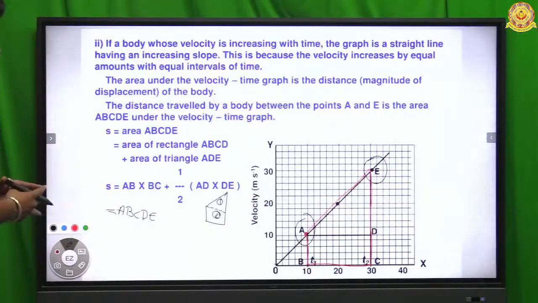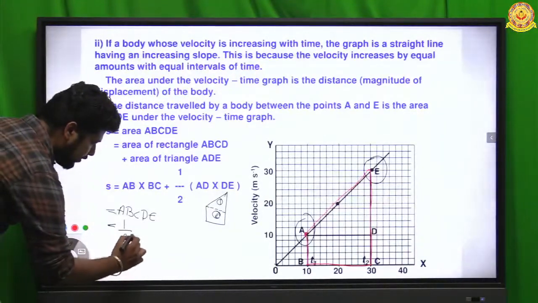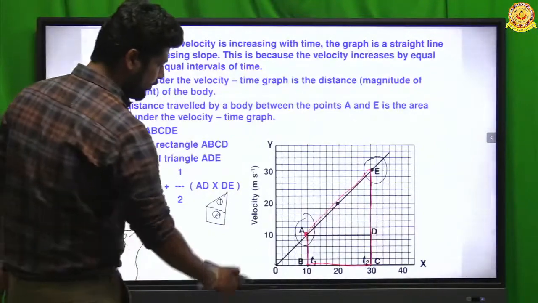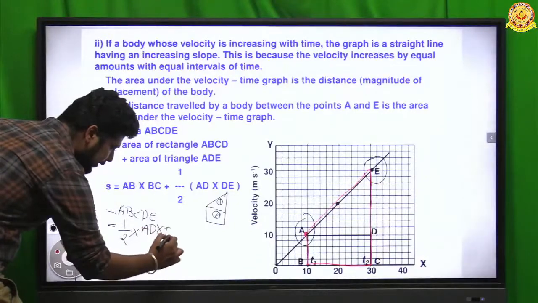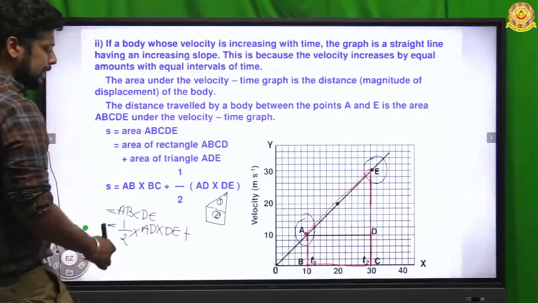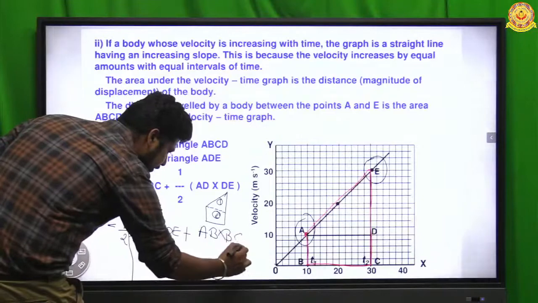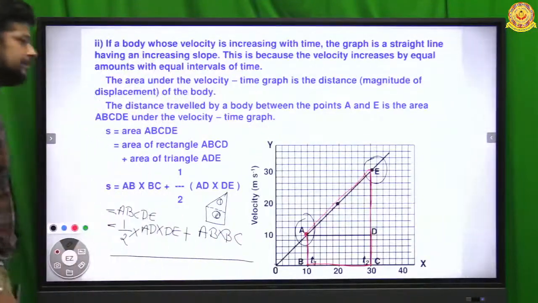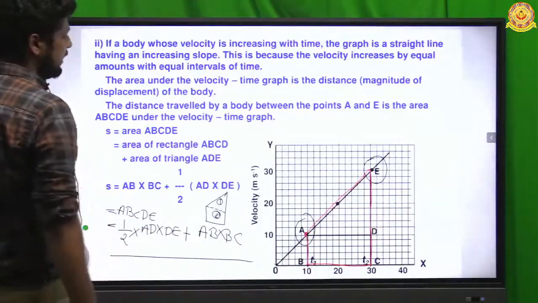So the area of the triangle is half into base into height, that is half multiply base AD into DE, plus the area of the rectangle, length multiply breadth, that is AB multiply BC. So this is the distance basically we are getting by a VT graph, a velocity time graph. This is the distance we are getting, okay, and this is an increasing velocity graph.